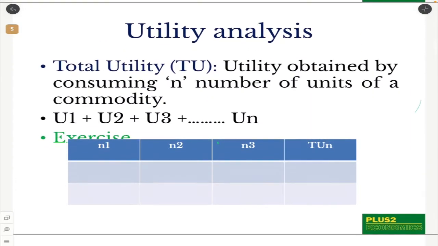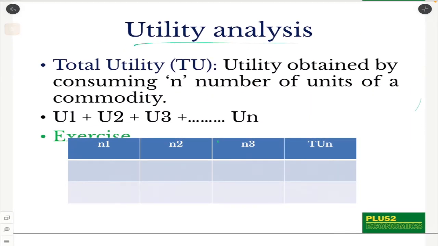Let's proceed ahead. Utility analysis. This is again very important. This can again be a 4 mark question or a 5 mark question for us. So it is very important for us to understand the various heads that come under utility analysis. To begin with, it is total utility. So utility obtained by consuming n number of units of a commodity becomes total utility.